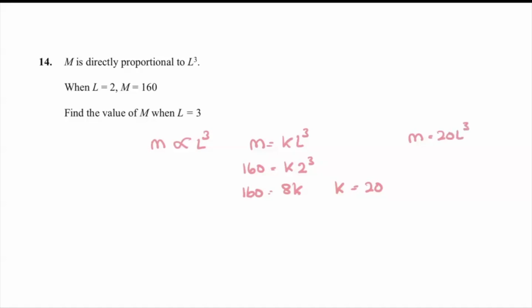Once I found out what k is, I can then write the equation with that k in. I've got to find the value of m when L is 3. So all I need to do now is change my L to 3, which is going to give me 20 times 27. Well, if I double my 27, I get 54, add the 0, and that is my final answer.